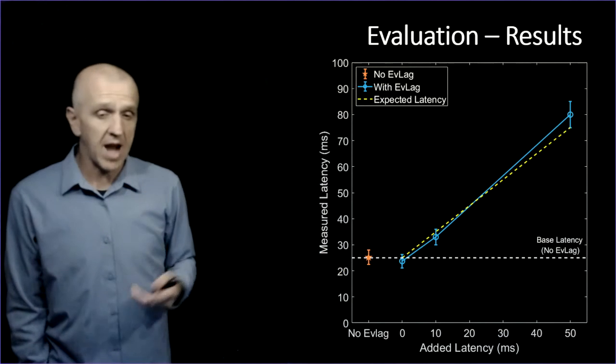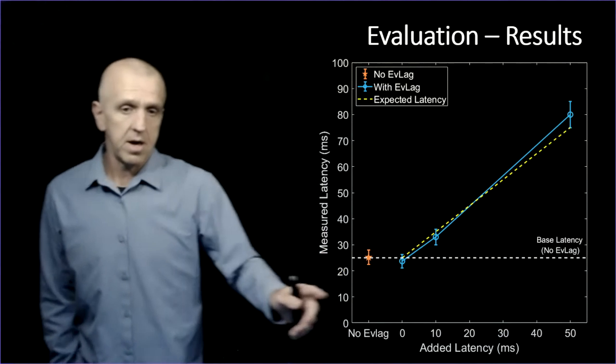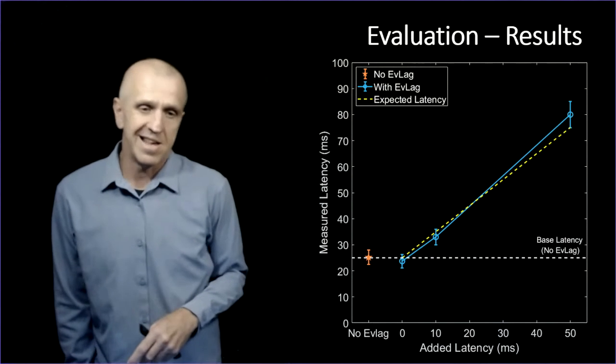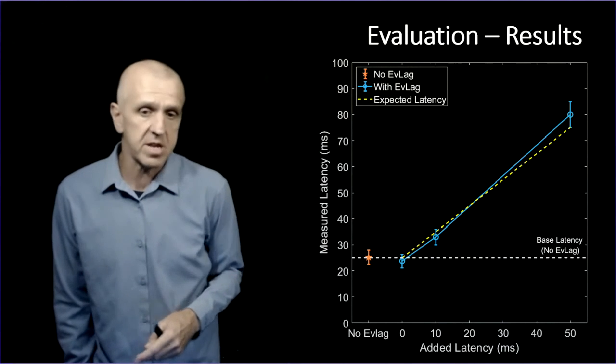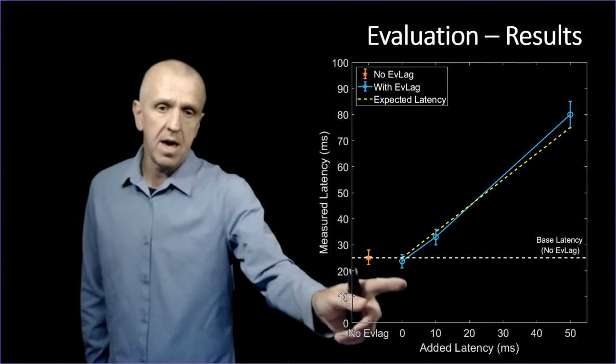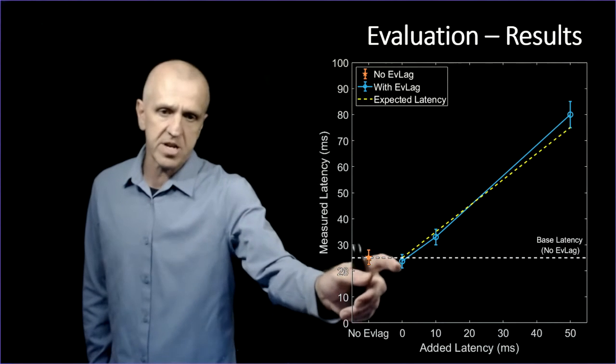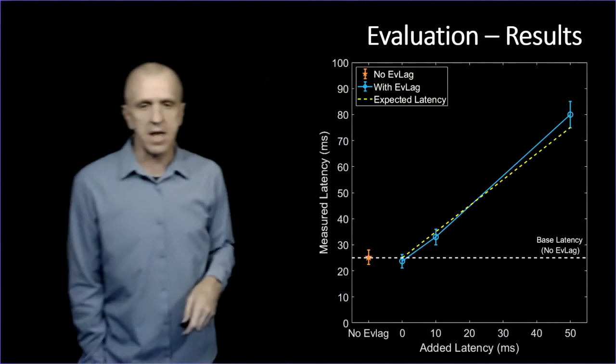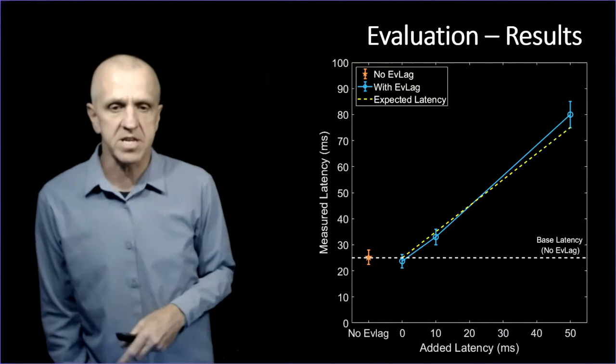Now if I run EvLag, I want to see what it's doing. In this first case, what is EvLag doing just running? Is it interfering? Is it adding latency because it's adding overhead? So this is EvLag with no added latency. The mean is actually a little bit lower, but those confidence intervals overlap. So EvLag by itself, as overhead, is not adding a substantial amount of latency. Latency measured is the same.